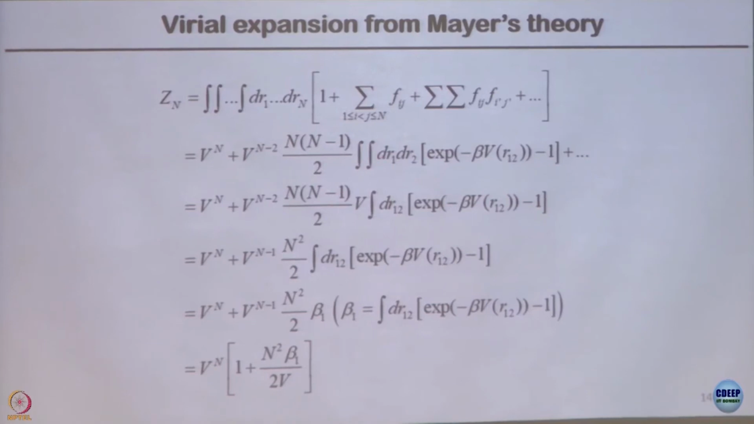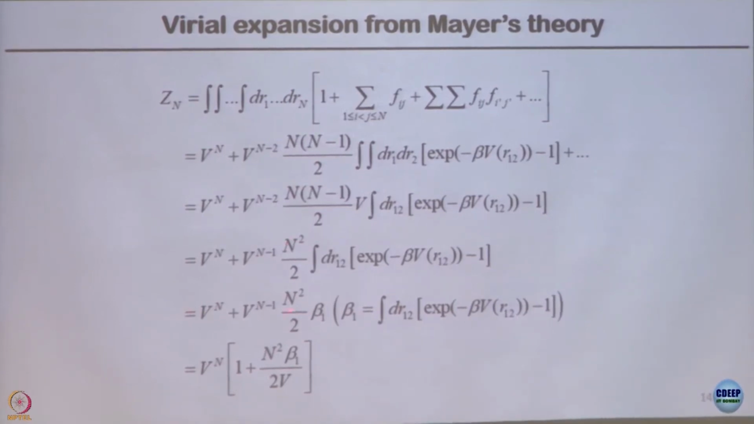They are vector integrals. Then I change to the center of mass, and one volume comes out. This is my Mayer function. Actually, it should be u. However, now I take this V out, it becomes V to the N minus 1. In the large N limit, I can neglect this. I have N squared by 2.